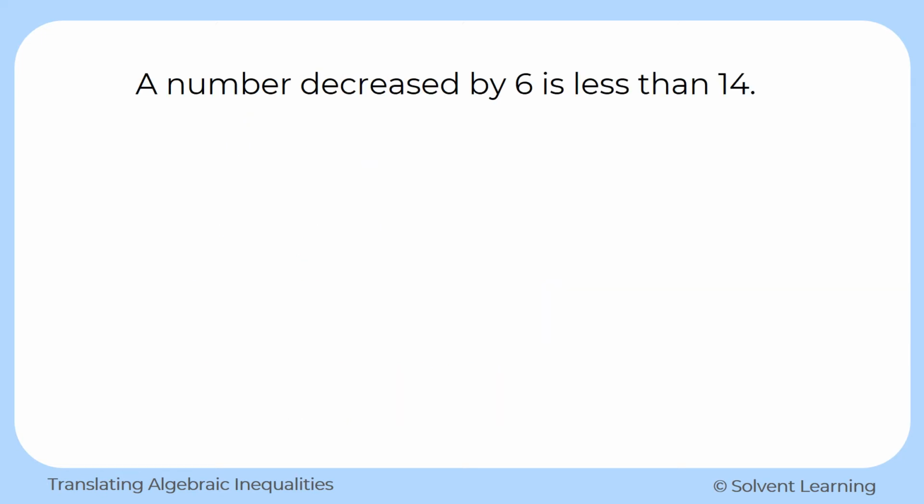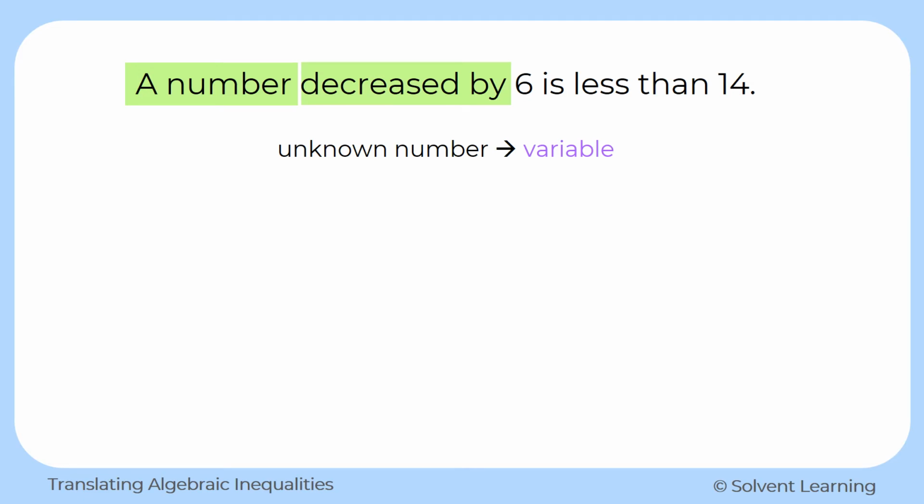So let's look at our first example. A number decreased by 6 is less than 14. Now when we see sentences like this, we can go step by step and look at each part of this sentence to see how we're going to translate it into an inequality. So first we have a number, and whenever we have an unknown number, we're going to use a variable to represent it. You can use whatever letter you want. And then we have decreased by. That becomes subtraction.